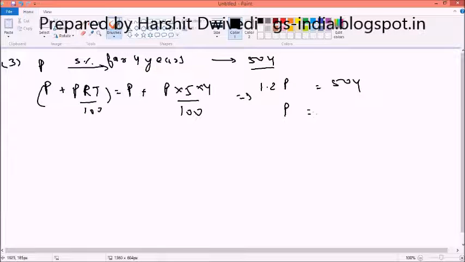So how much will P become? P will become 504 upon 1.2. Just solve it. You will get 420 rupees. So what does the principal become? The principal becomes 420 rupees.